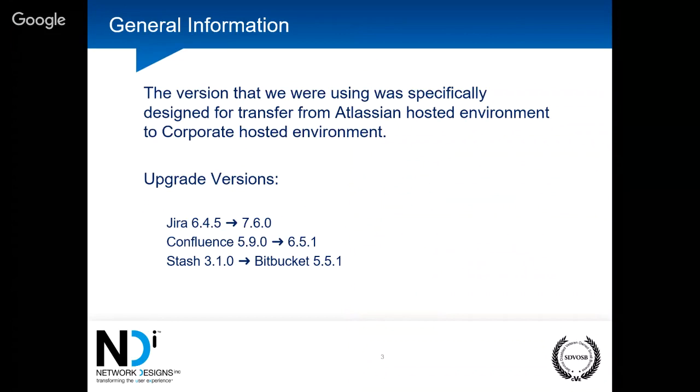Well, fast forward 2 years, and we had very few problems. That's how good Jira and Confluence are. We had very few problems making everything we need work. And we just got to the point over the Thanksgiving holiday where we were able to upgrade. And the upgrade path, as you see, was pretty substantial, from 6.4 to 7.6 and from 5.9 to 6.5. We also upgraded Stash from 3.1 to 5.5. And in that process, Stash's name even changed.